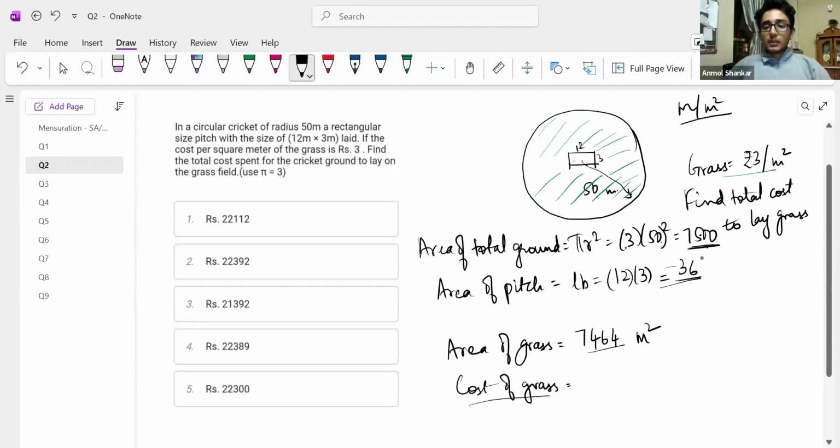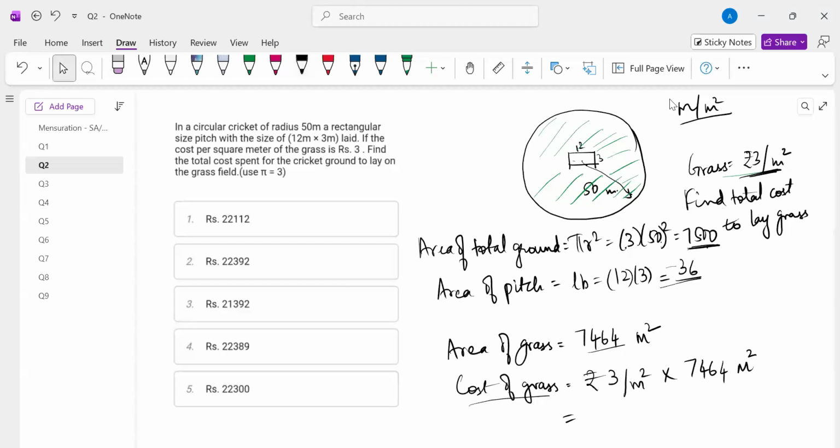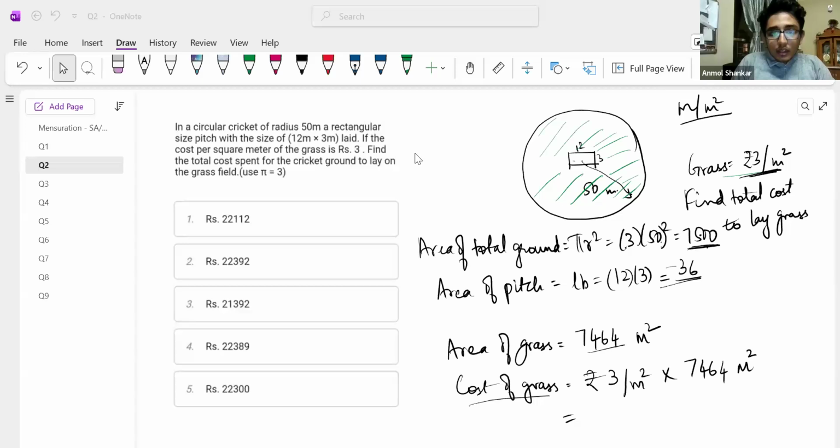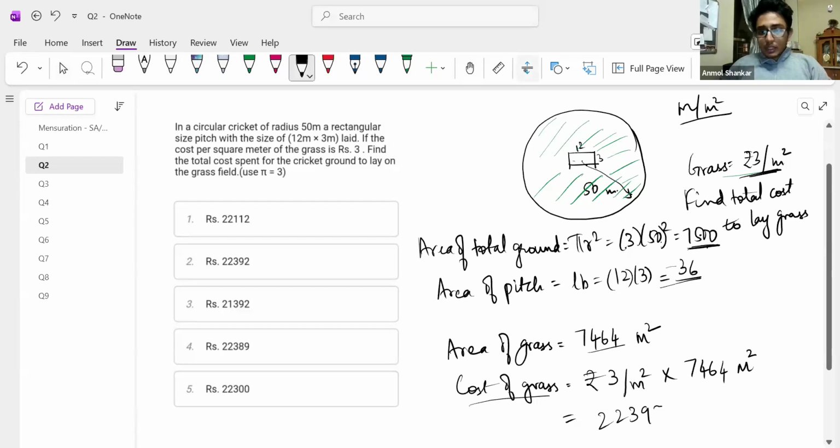Then what do we do for the cost? With the rate we have to multiply the area. So rupees 3 per meter square into 7464 meter square. So what do we get? 22,392, sir. Correct. Bharat Ashwin, you said it correctly, Kiruthika and Rubika, you have put it correctly. Okay, very good. So 22,392 rupees.